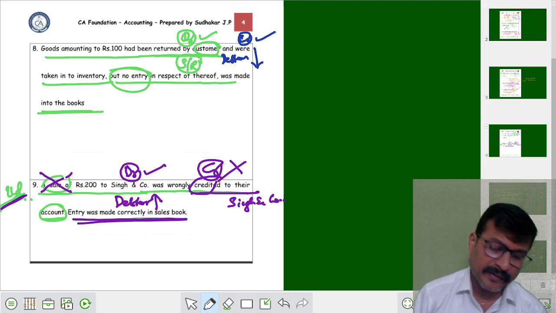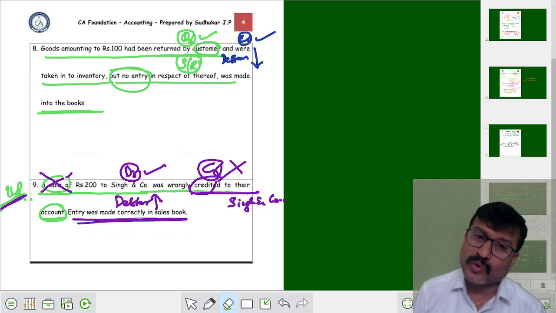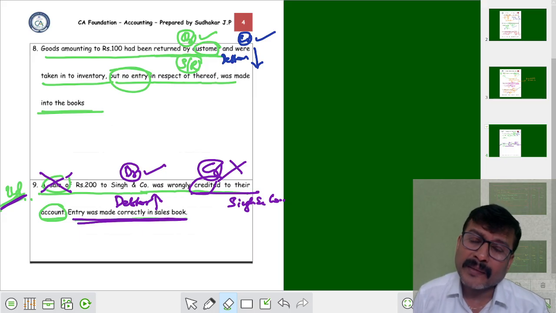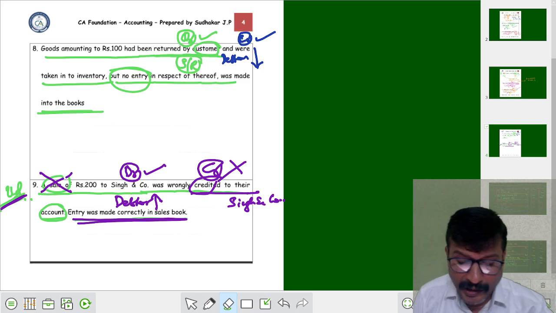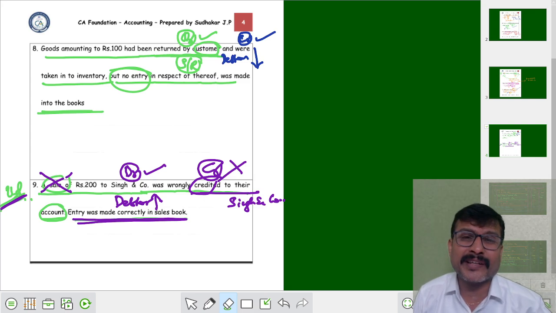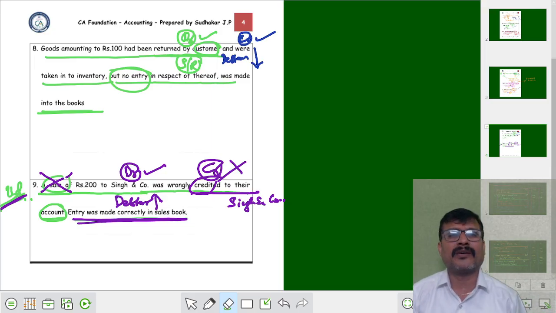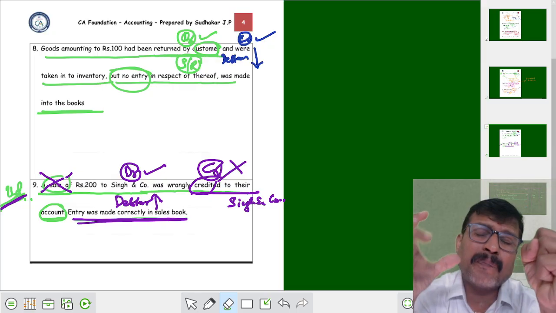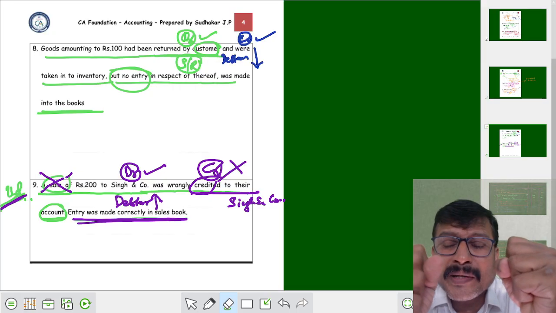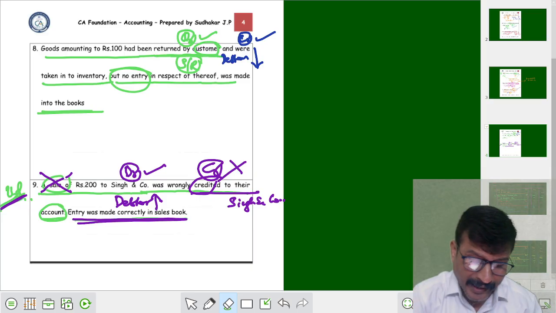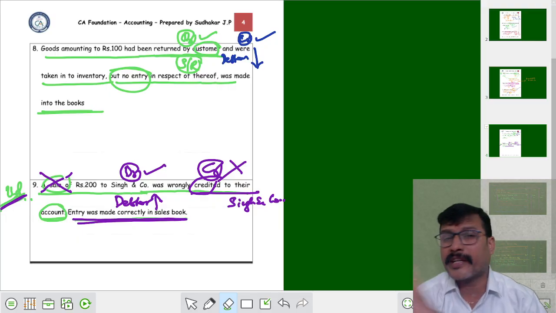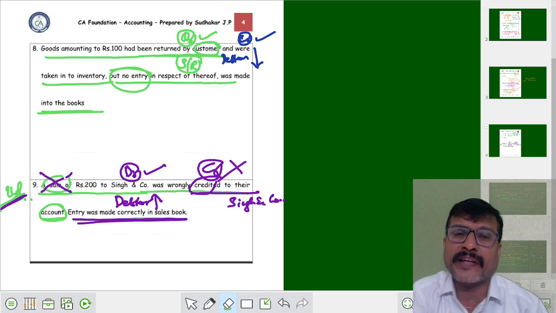Another most important one. When you sold goods, Singh and Company is your debtor. Debtor account is to be debited. But what you have done? You have taken it to the credit side of Singh and Company account. Singh and Company had to be debited, but unfortunately Singh and Company was credited. But you have done correctly in sales account. There is no mistake in sales account. So sales account is not to be taken for rectification.